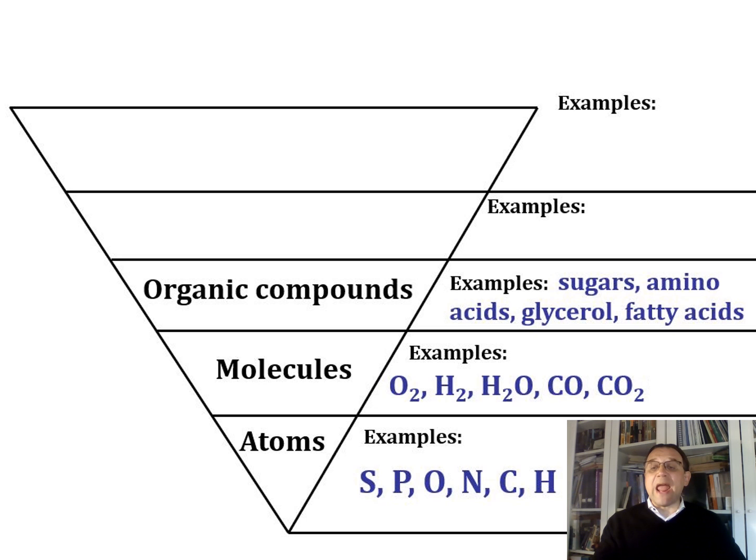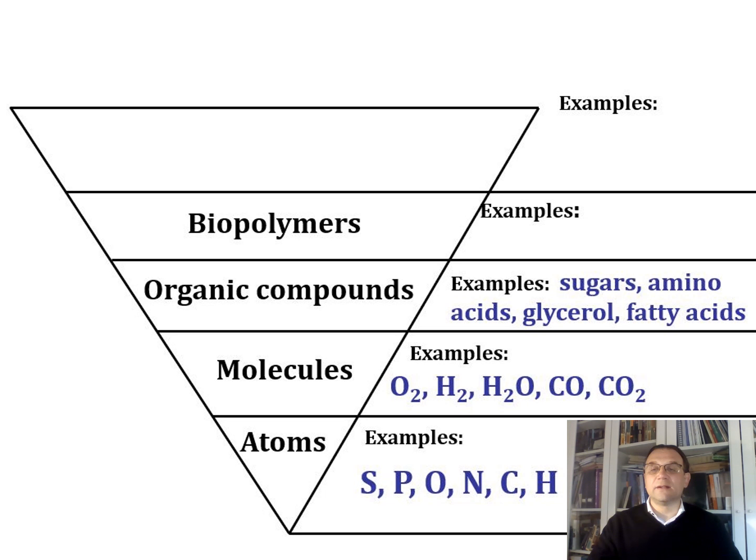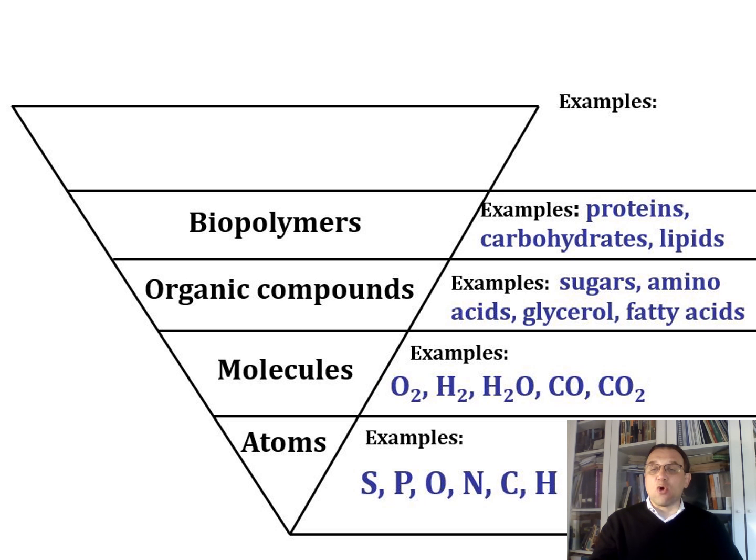Organic compounds make up biopolymers, also known as macromolecules. Macro means large. So, biological molecules. Molecules that make up large biological structures. There are 4 types of biopolymers that we're going to look at during this course, and that is proteins, carbohydrates, lipids, and nucleic acids.